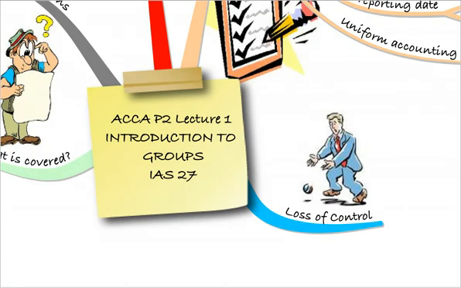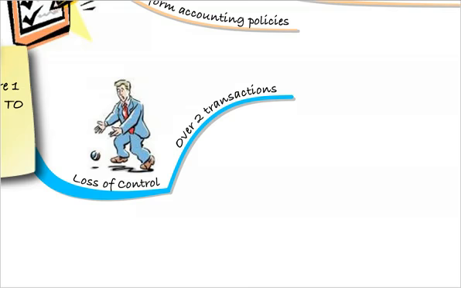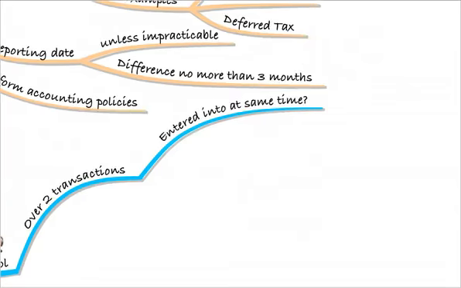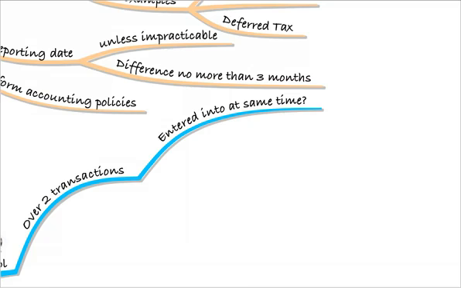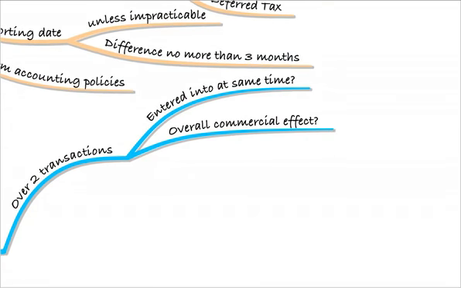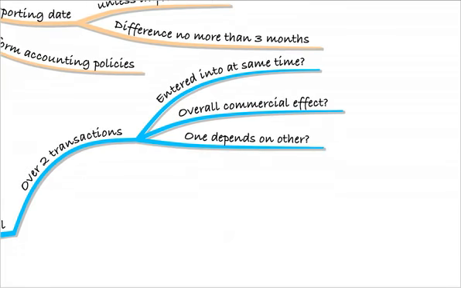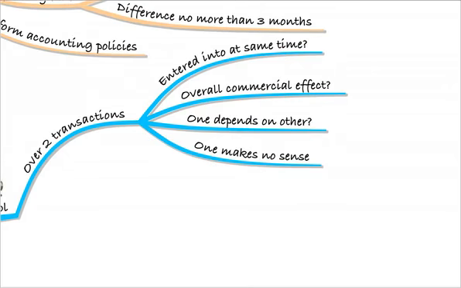Loss of control then. So if you had a subsidiary, you did control it, you don't control it anymore. You've dropped it, like this guy here. Look out for if it's over 2 transactions. So 2 transactions to lose control. You need to see whether they were entered into at the same time, in effect making them 1 transaction. What's the overall commercial effect? When did they lose control? Does one transaction depend on the other? Again, that could indicate 1 transaction. And if one transaction makes no sense without the other, again, that will all stem into your date of the loss of control. And we look at that in detail when we're looking at the sale of shares in a subsidiary.